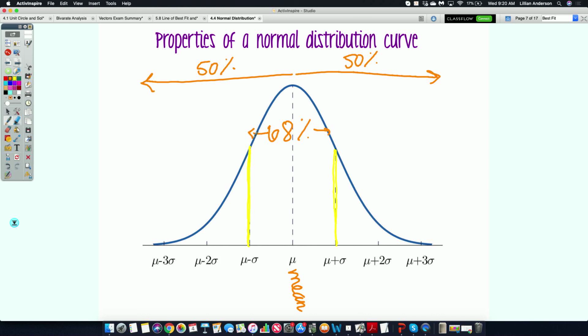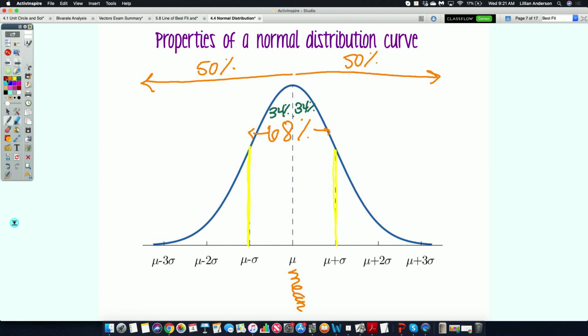So whatever your mean is, whatever your standard deviation is, you'll either add it to your mean or subtract it from your mean to find the interval that makes up 68% of your data. Which means that each of these pieces is 34%, because remember, that mean splits it in half.